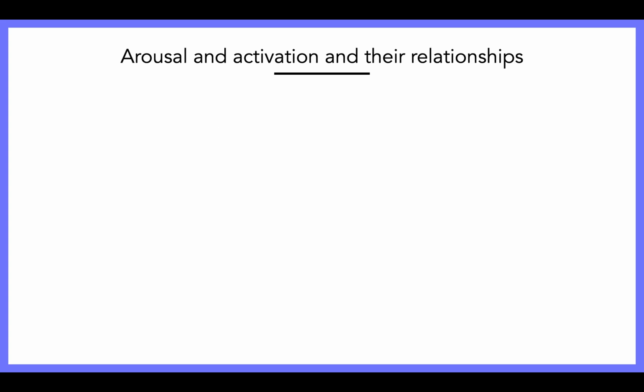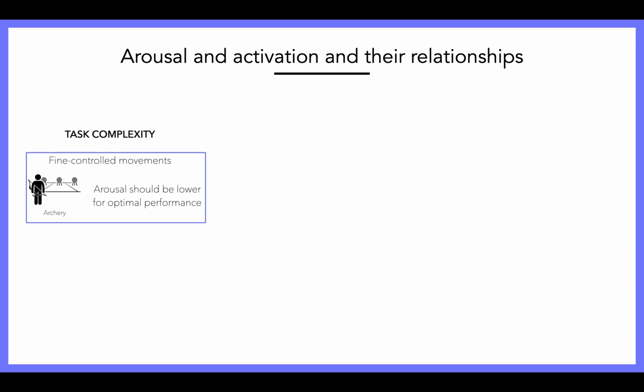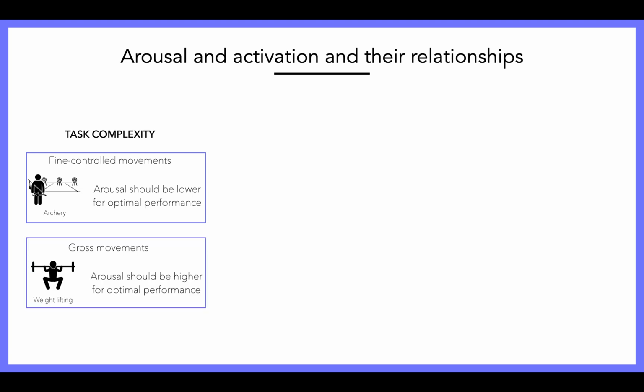So now what we're going to look at is arousal and activation and their relationships. So they are related to some specific things. So we have task complexity. So if we remember back to AS, we have fine controlled movements and we have gross movements. So what research suggests is that with fine controlled movements such as archery, pistol shooting, darts, arousal should be lower for optimal performance. Okay, not under aroused, just lower arousal conditions. So as you can imagine, gross movements such as weightlifting, shot put, arousal should be higher for optimal performance. Okay, so that's its relationship with task complexity.